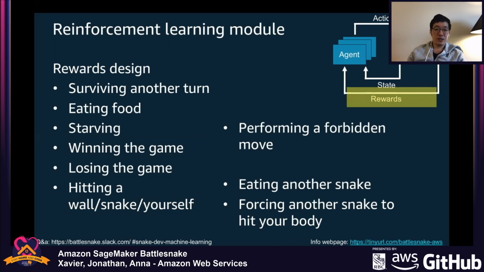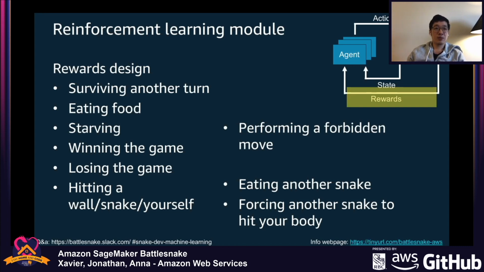As you can see on the slides here, the gym currently supports a large variety of rewards. Let's say you want a very defensive snake, you would maybe go for the surviving another turn reward or just winning the game. Another method is, let's say you want a very aggressive snake. Maybe the only reward you care about is eating another snake or forcing another snake to hit your body. So you can really customize how you want your snake to act based on the rewards provided here.